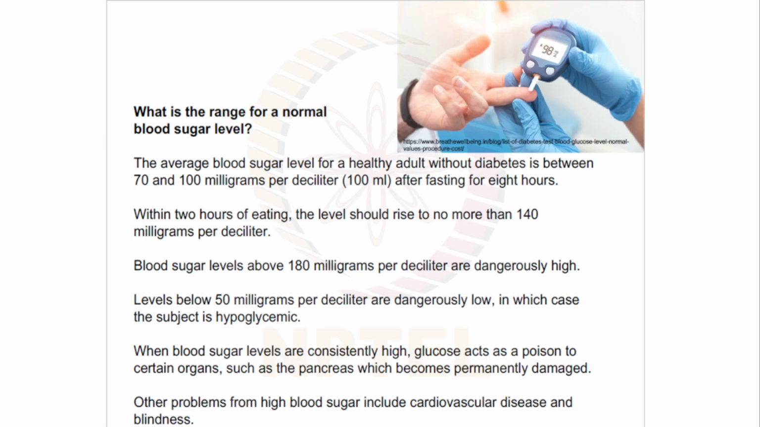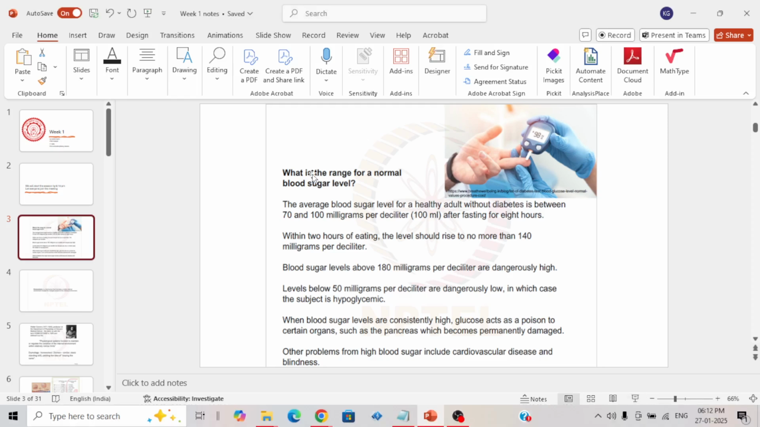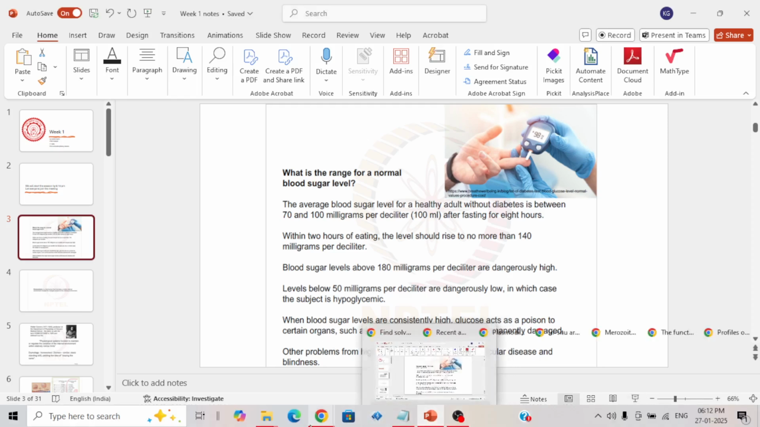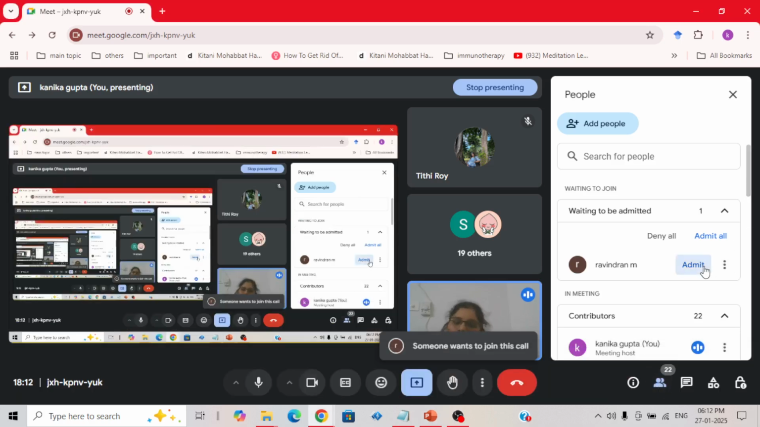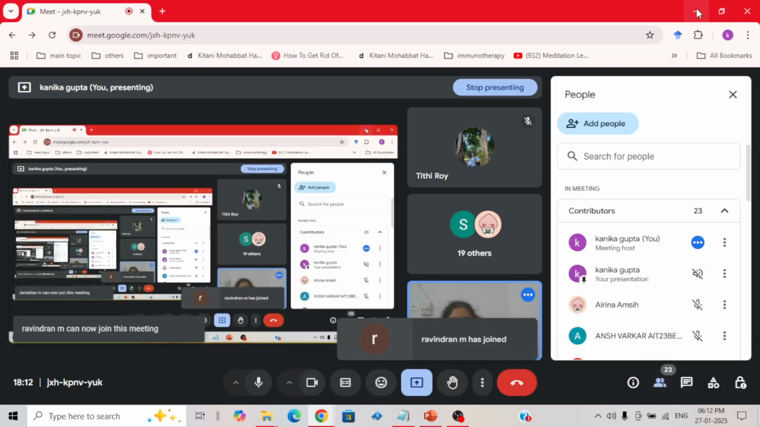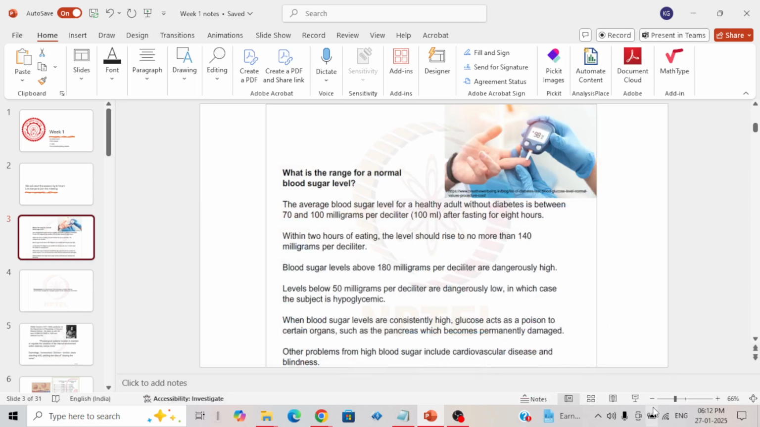So that is what you must have studied, that the average blood sugar level for a healthy adult without diabetes, we are talking about a normal adult, should be between 70 to 100 milligrams per 100 ml. If it is disturbed somehow, for example if it exceeds 100 to 140 milligrams, then that is a condition we call diabetes. And if it drops somehow below 70, then that is also a very problematic condition. So this is what you must have studied in the videos.